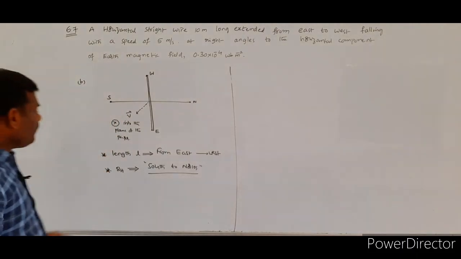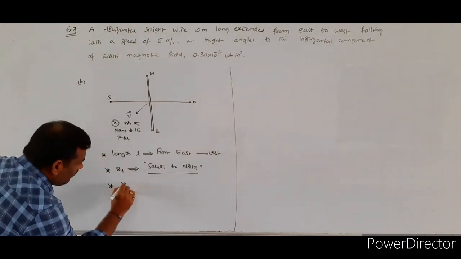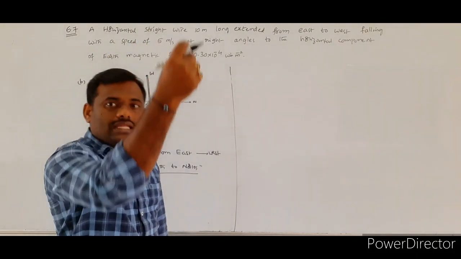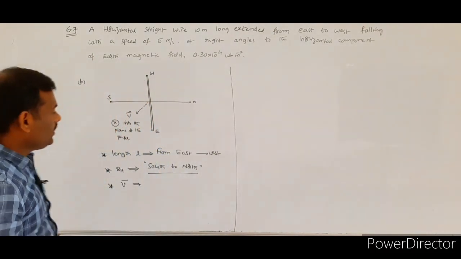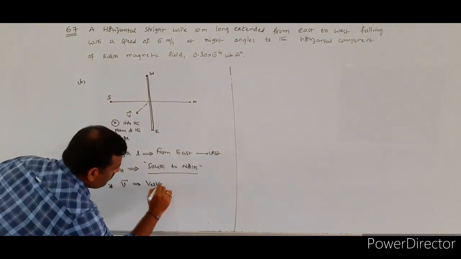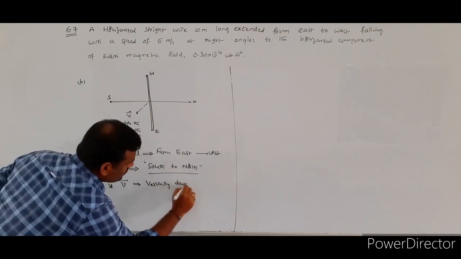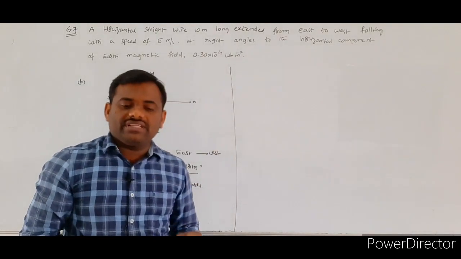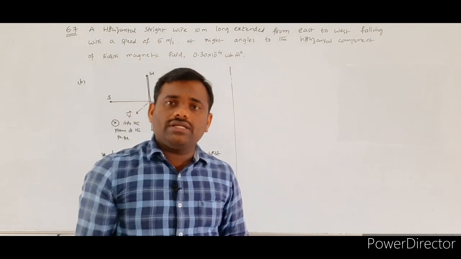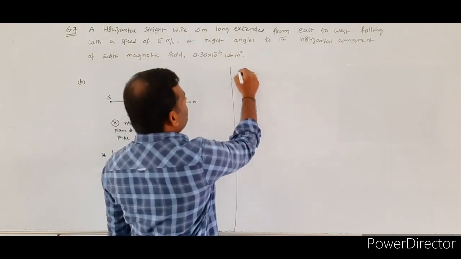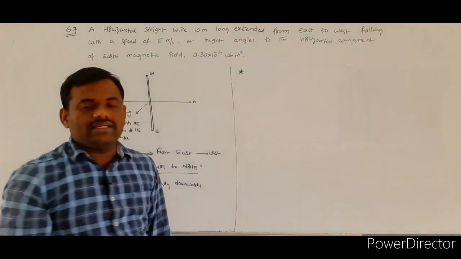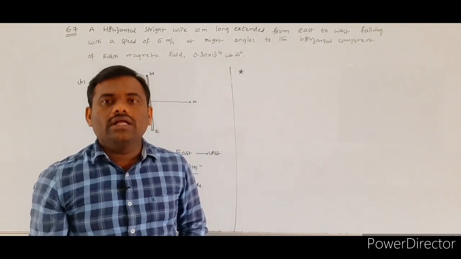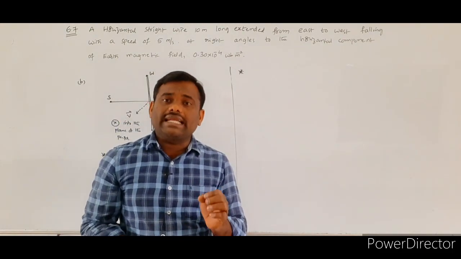And what is the direction of the velocity? Velocity V bar will be acting in the vertically downward direction. So how will the rod be moving? Vertically downwards. So here, to find the direction of the induced EMF, we follow two different methods. One is Fleming's right hand rule, or we have to follow the vector cross product.